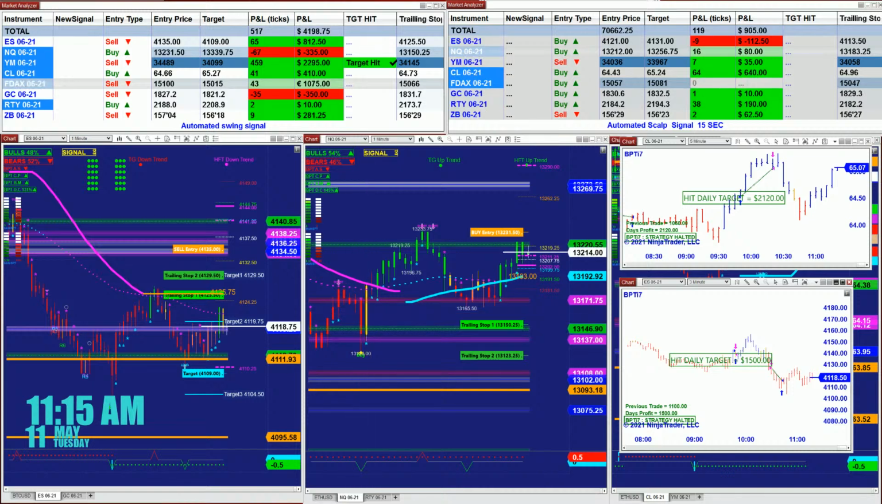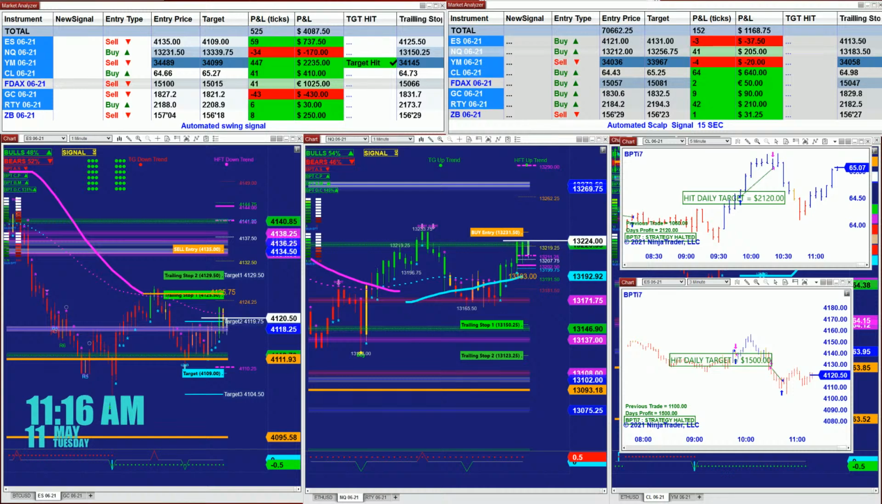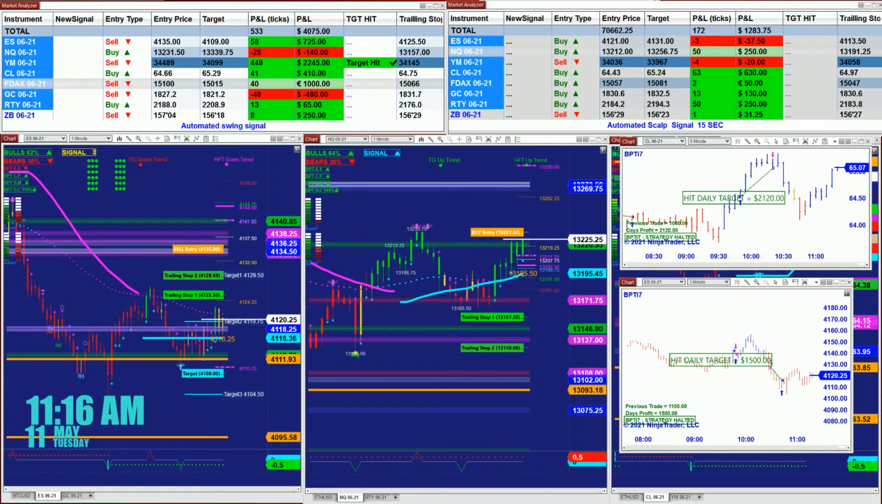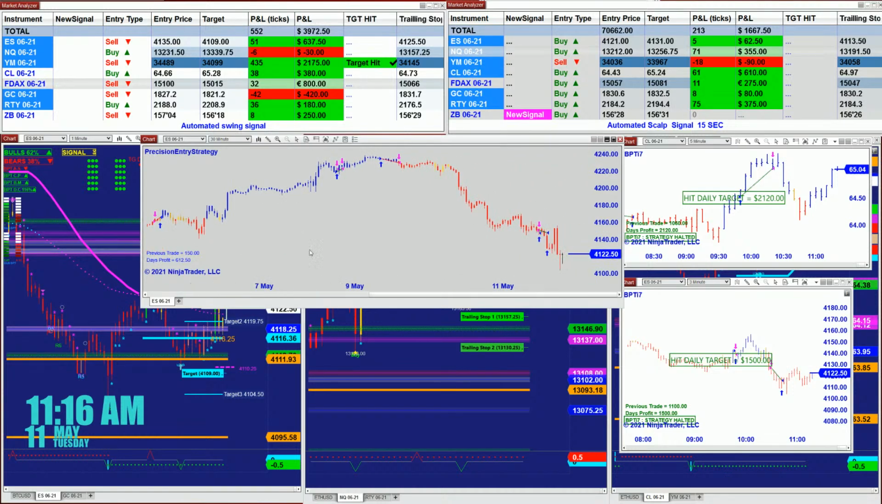Oh, by the way, we have a new auto trade coming out next week. I'm not going to share it now. This is a new auto trade we're about to release maybe next week. It's called the precision entry strategy.